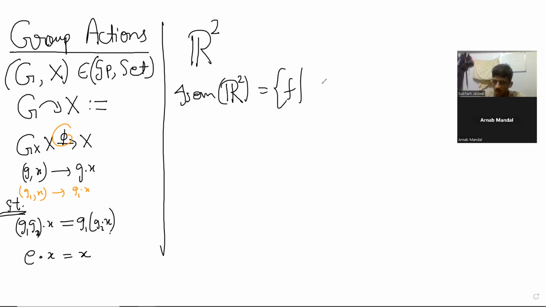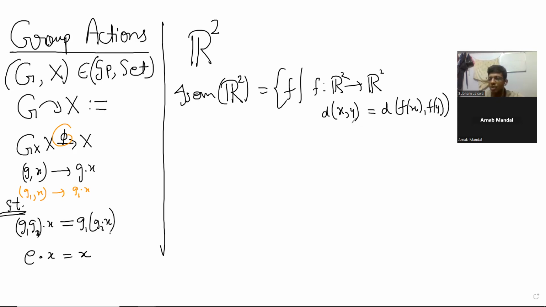This is just functions from R2 to R2, which are isometries, meaning that d of x comma y is equal to d of f(x) comma f(y). So that doesn't disturb the metric. Application of f doesn't disturb the metric, before and after it is the same. So these are distance preserving functions.